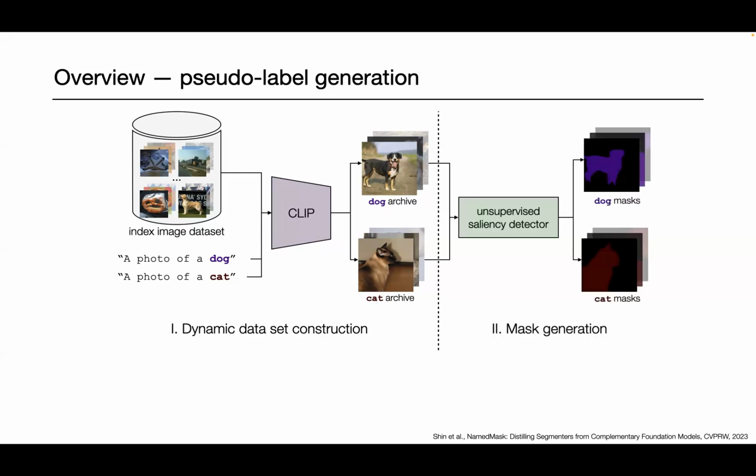Next, we apply an unsupervised segmentation model to each of the images to obtain pseudo masks for the images. As we already know which image belongs to which category archive, we can easily assign semantic label to each pseudo mask of an image.